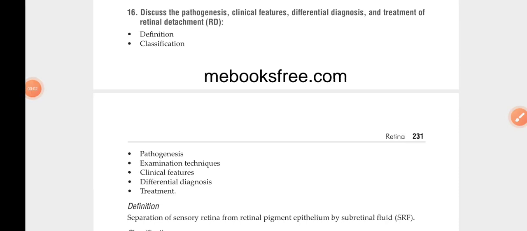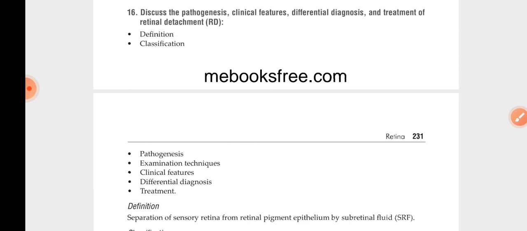So guys, welcome back. Today we are going to deal with pathogenesis, clinical feature, differential diagnosis, treatment of retinal detachment. Retinal detachment means that the retina is detached. We divide it into definition, classification, pathogenesis, examination technique, clinical feature, differential diagnosis, treatment. Remember this pattern while writing in exam.